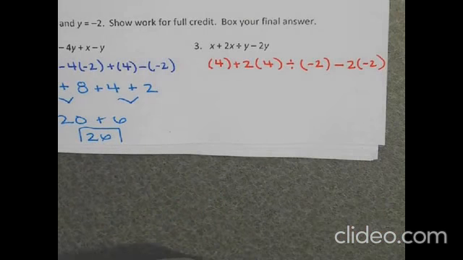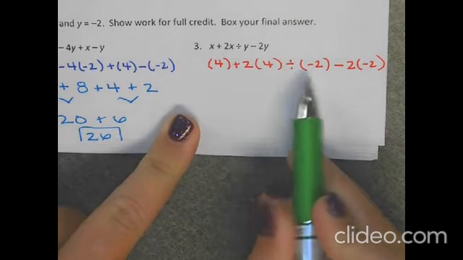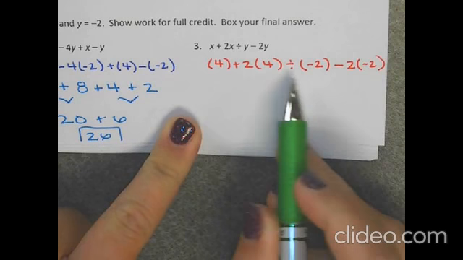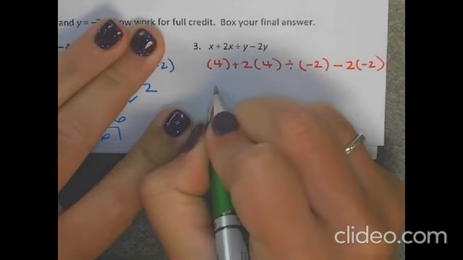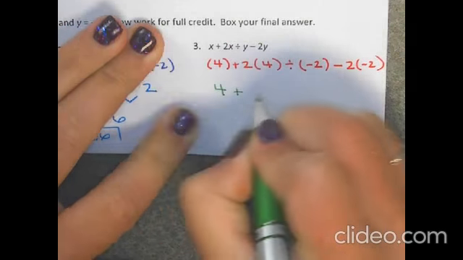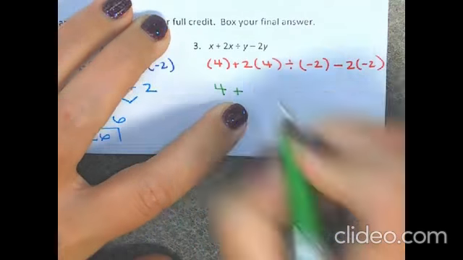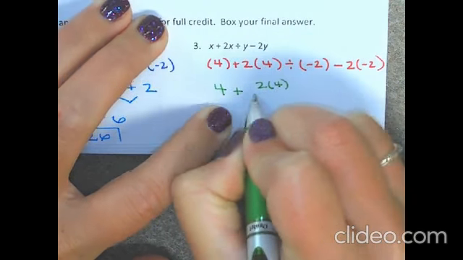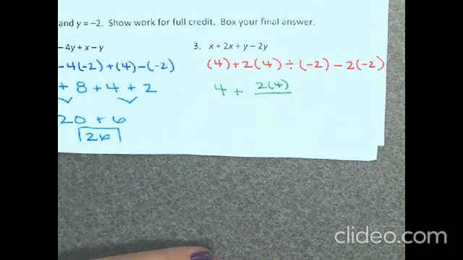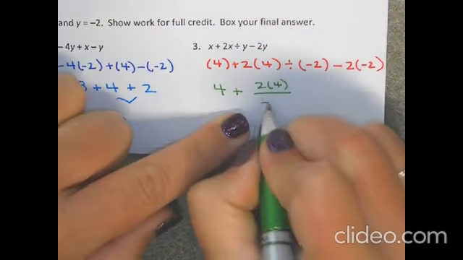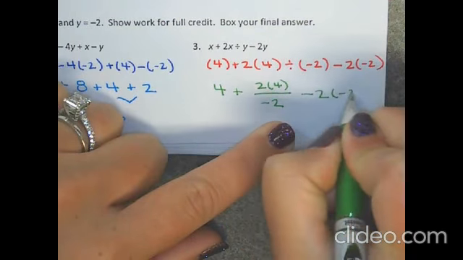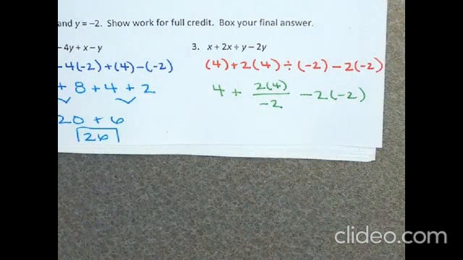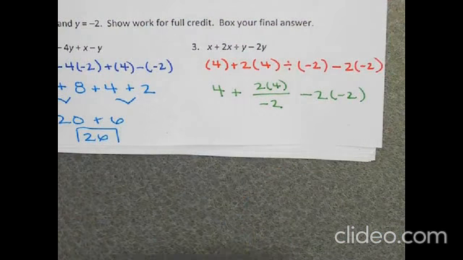All right, so this one we wrote everything out. Again, see that division? See how ugly it looks? Let's write it differently. Let's write it as 4 plus 2 times 4 would be on the top, because the multiplication is always on the top of your fraction. It's dividing by -2, so we'll put -2 on the bottom. And then we have minus 2 times -2. And that's going to be a little bit more friendly to us.